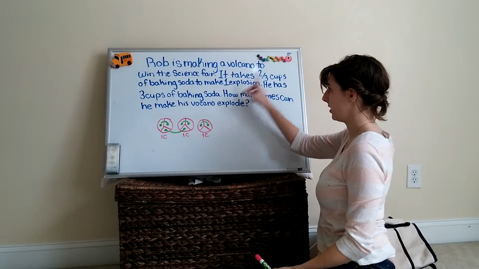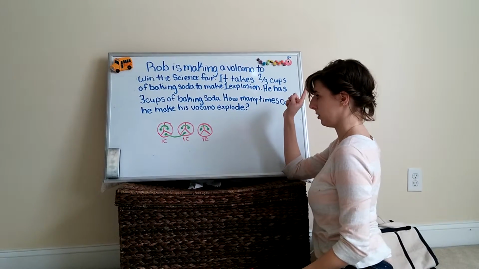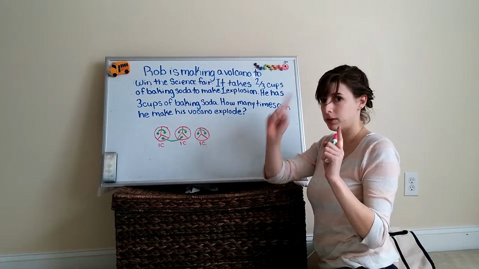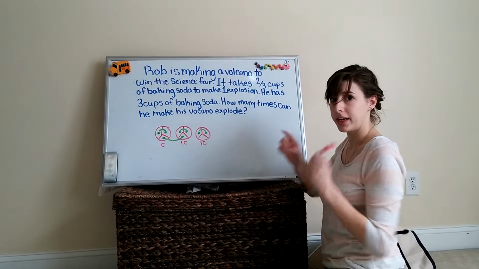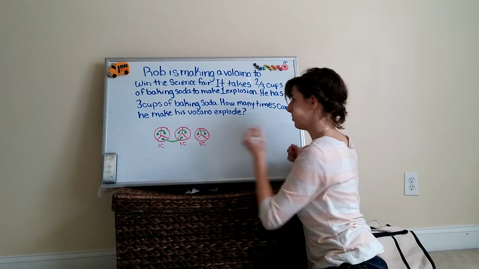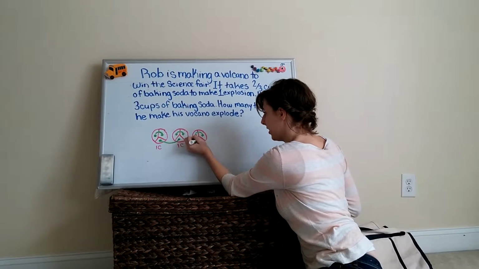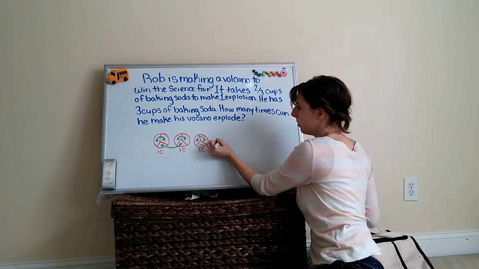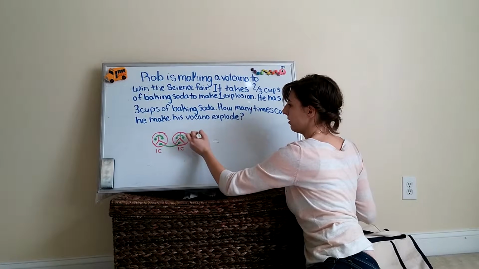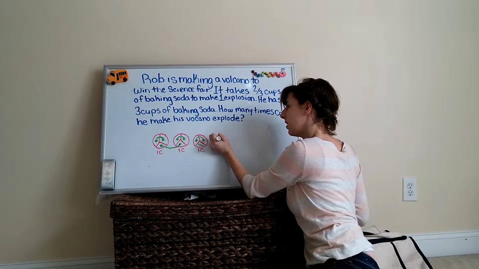So if it takes 2/3 to make one explosion, and 1/3 plus 1/3 equals 2/3, I can say that 1/3 is a half. So we'll just put a little half right here. So I come out to have 1, 2, 3, 4, and a half explosions.